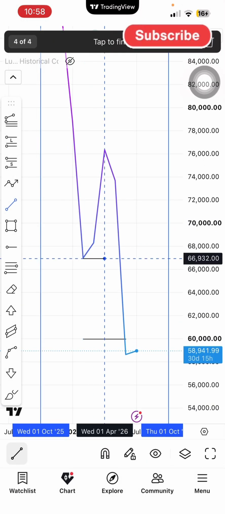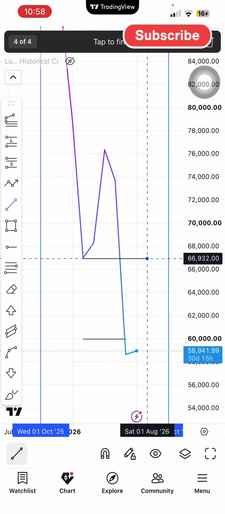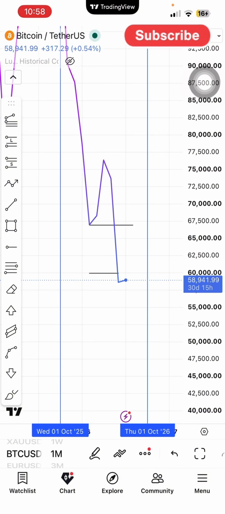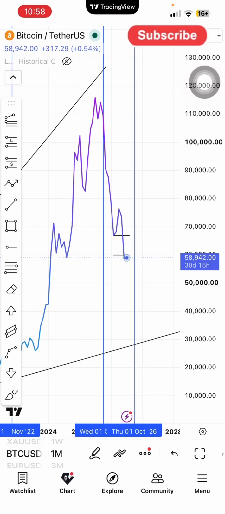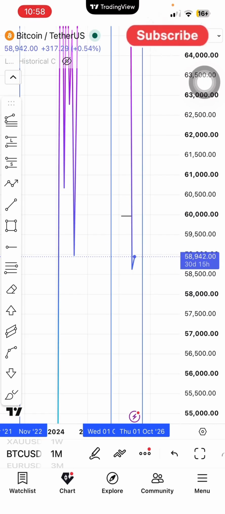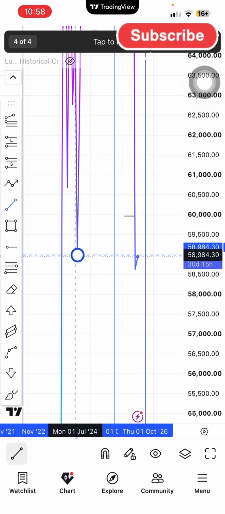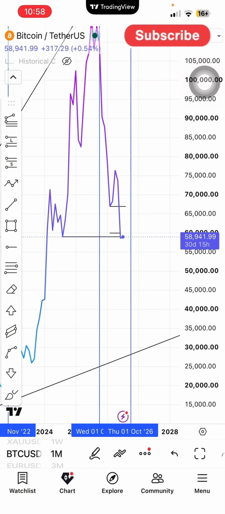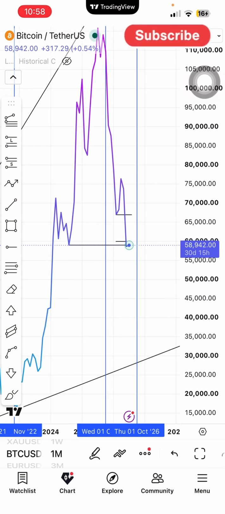Now I'm not going to be using this. This is a support zone turned resistance zone. I don't think we're going to be coming to that zone for now, so I still need other zones. So I can see we already took out this low, also a major support low. We already took out that low.